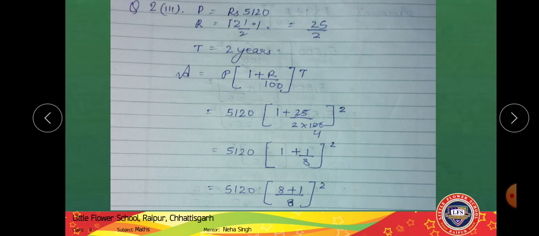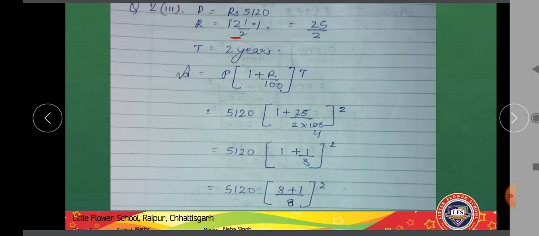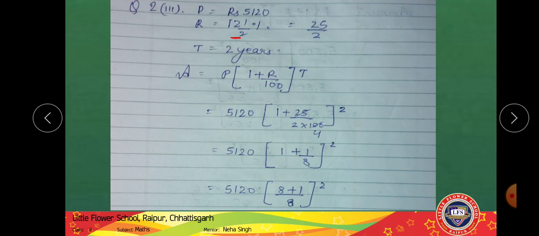To convert mixed fraction into improper fraction, what we do? We'll multiply this. 12 into 2 is 24 and plus 1 is 25. This only we do. Here 12 into 2 is 24 and plus 1 is 25. So 25 by 2, and time is given 2 years. So we'll put the values now.